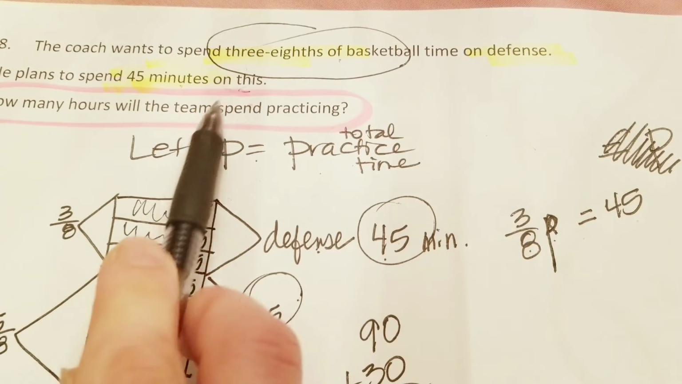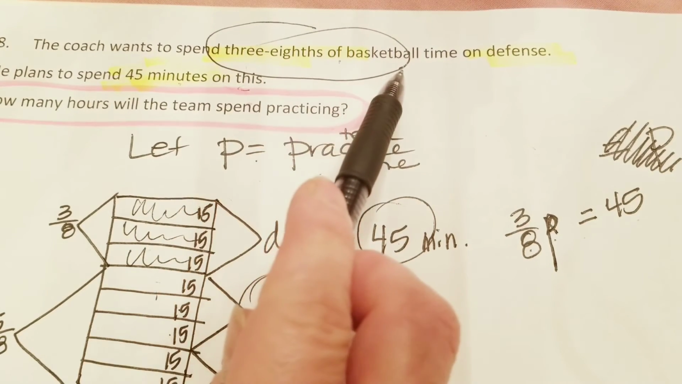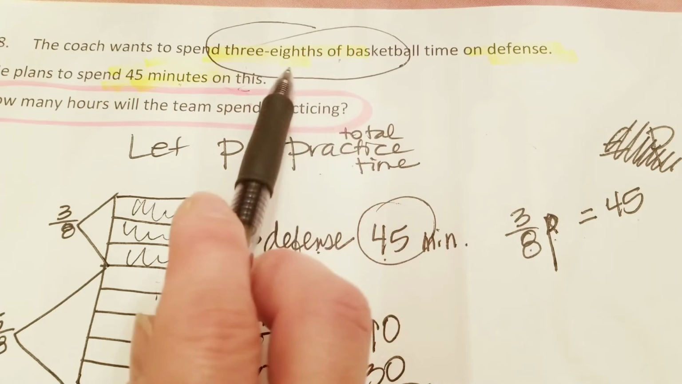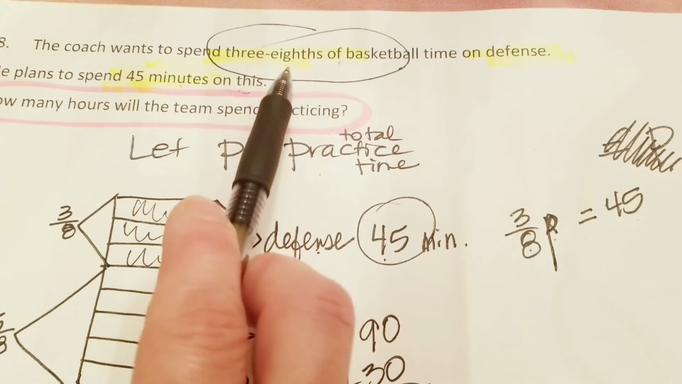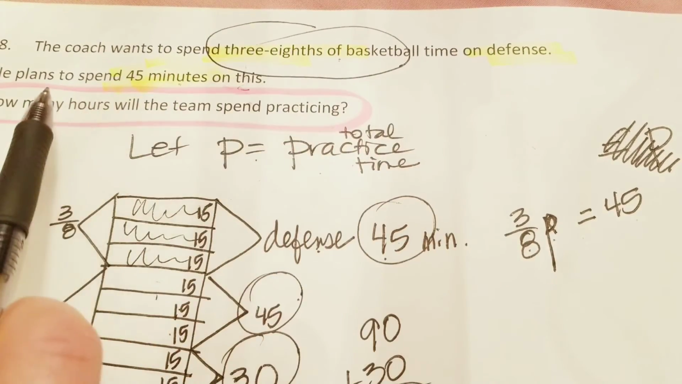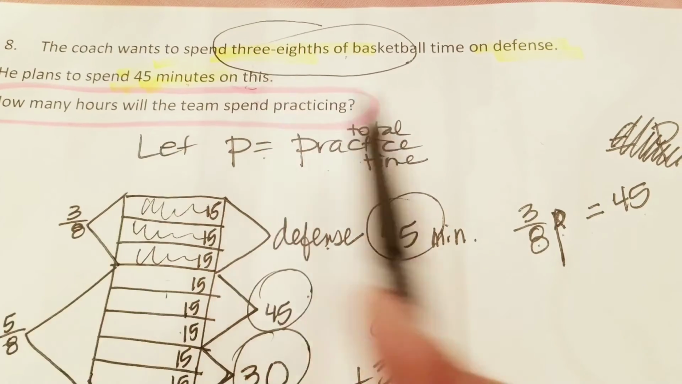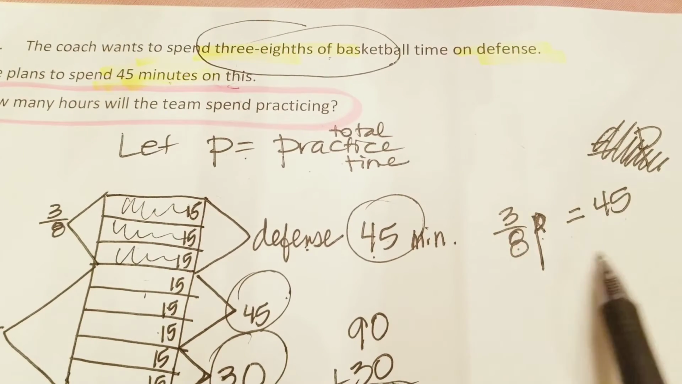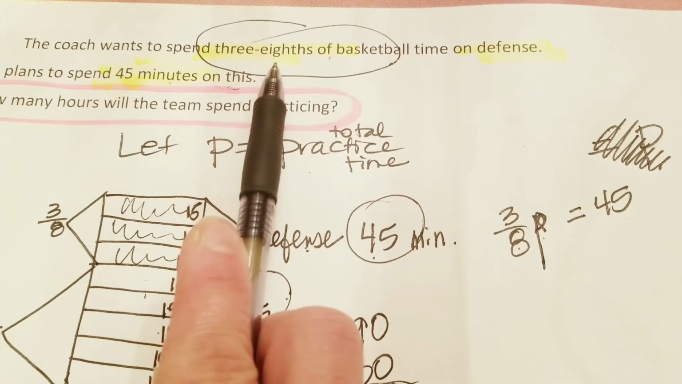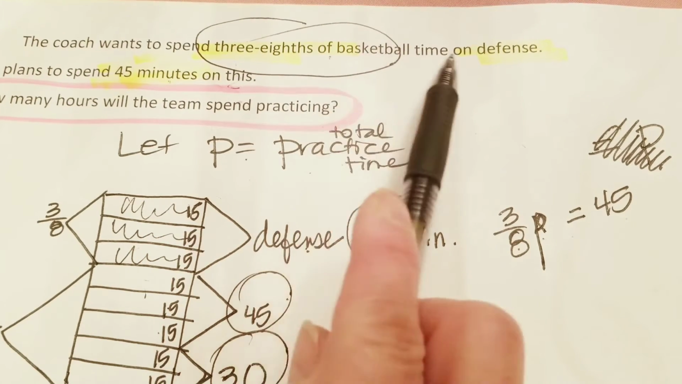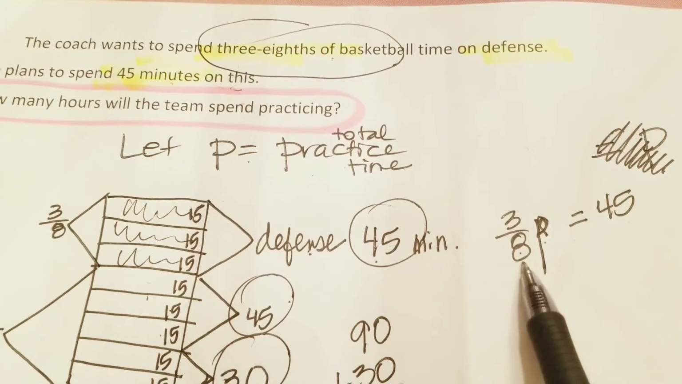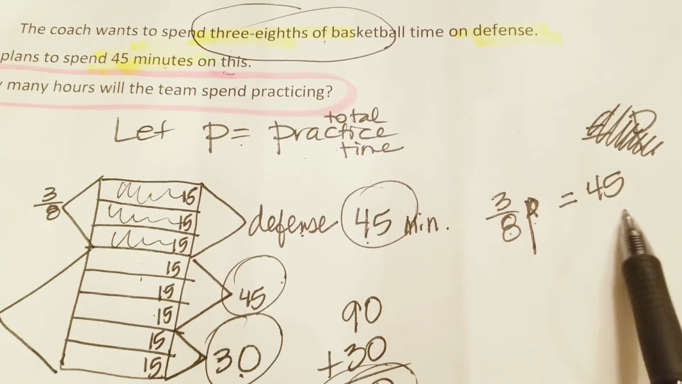You guys see that? 3/8 of basketball practice on defense is 45 minutes. So this is going to be your equation. It's kind of like a word phrase. 3/8 of practice time is 45 minutes.